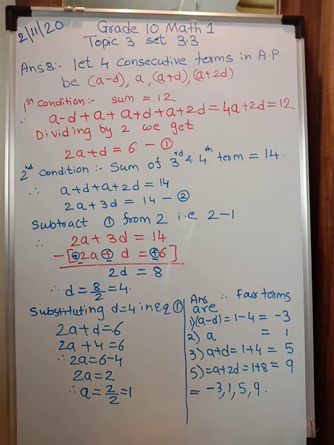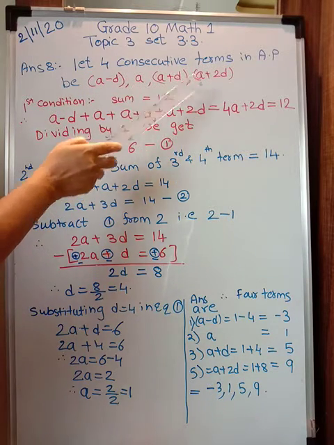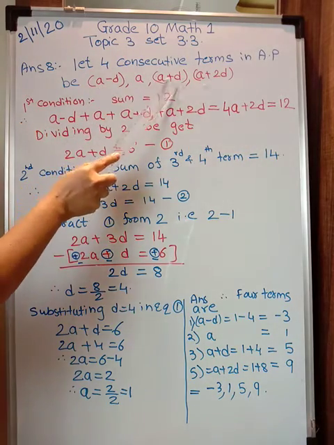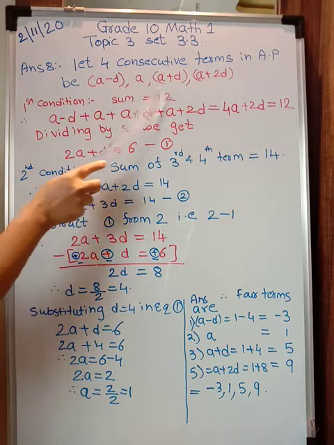Good morning, grade 10. We are doing set 3.3 from that 8th question. The question is, find 4 consecutive terms in an AP whose sum is 12 and sum of the third and fourth terms is 14. And they have also given a hint in the textbook that you should be taking the terms as A minus D, A plus D and A plus 2D. So these are the 4 consecutive terms we are supposing. So let 4 consecutive terms in AP be this.